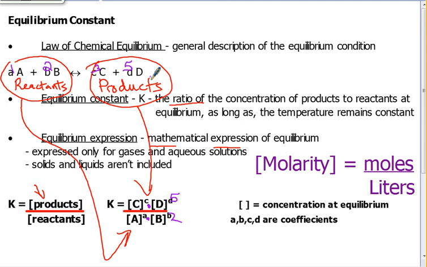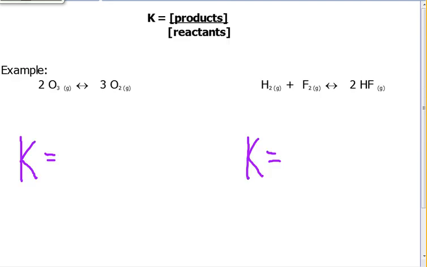So let's look at a real example here. I'm going to do the first example. I'm going to give you some time to struggle on the second example. So here are my products. They go on top, oxygen's on top, and it is to the 3rd power, or cubed, if you will.